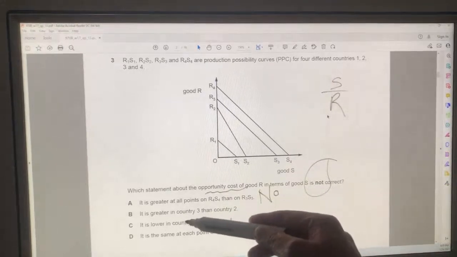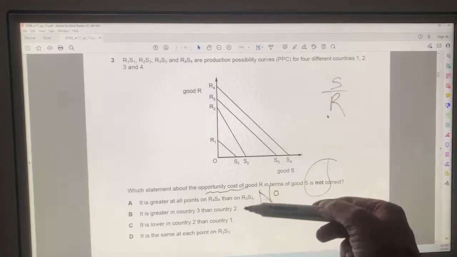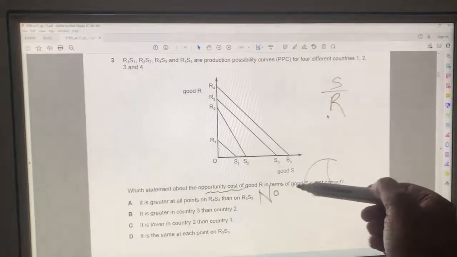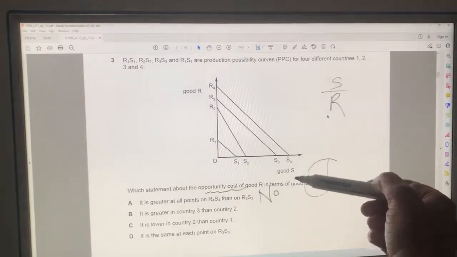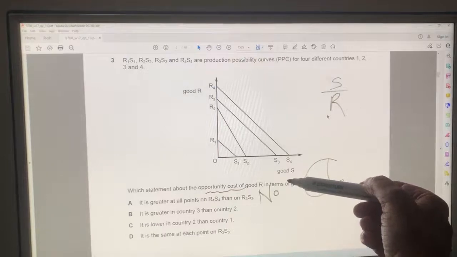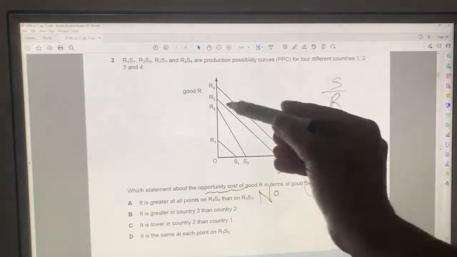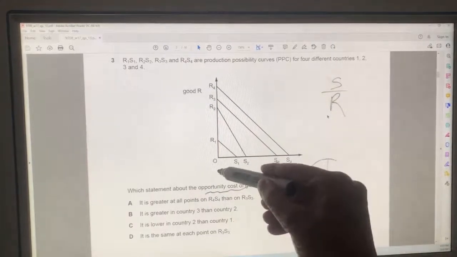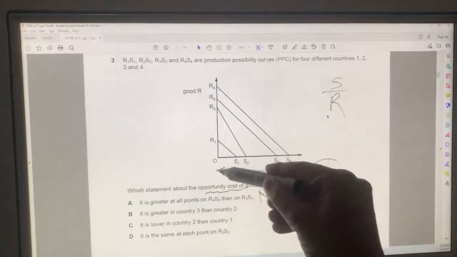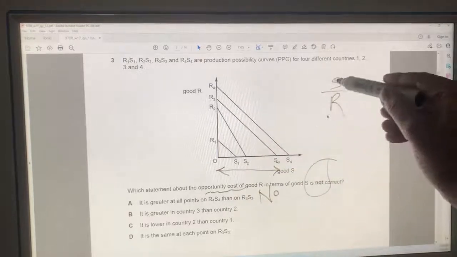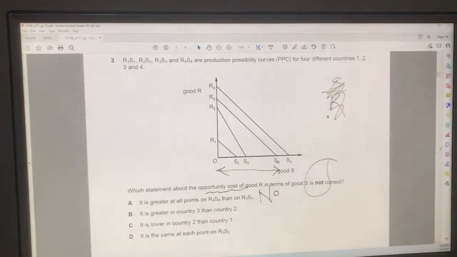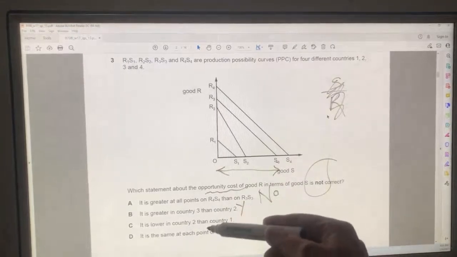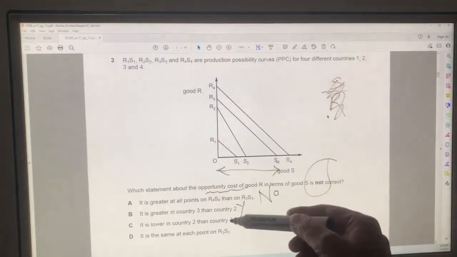B says it is greater in country 3 than country 2. Let's see, R in terms of good S. Yes. If we produce some R, we lose more S. There's more S lost in country 3 than in country 2. So B is true.